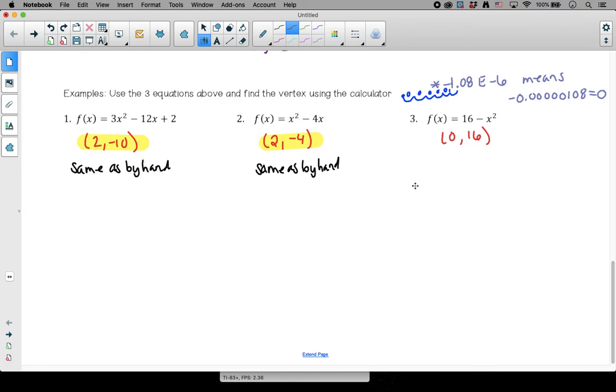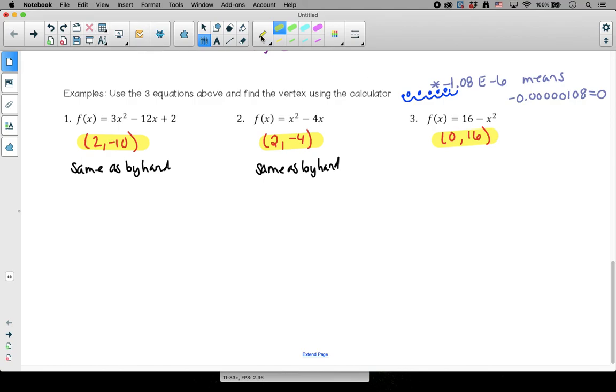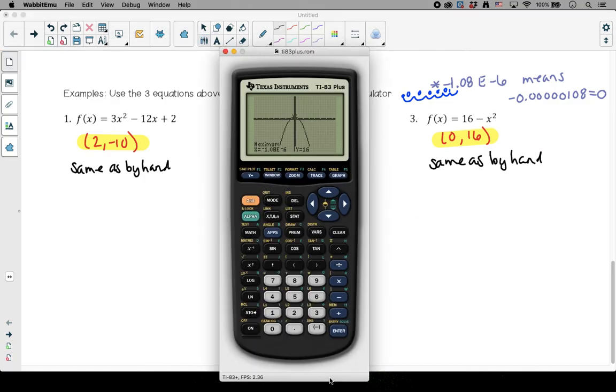Therefore, this is the same answer as what we had by hand. Now, using a TI-83 or 84 calculator, you have to remember steps to do this. If you were to use Desmos to find the vertex, you would plug the equation in as it is, just like we did here, and you would click on the actual vertex.